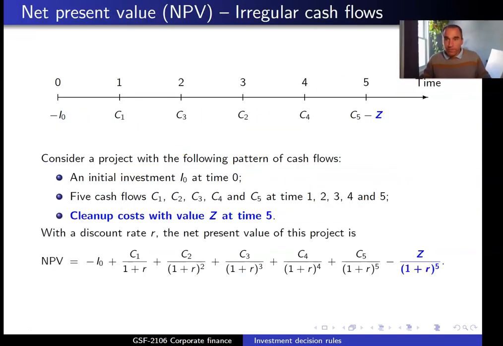Here's an example. How is it different from what we just did? We have an initial investment I0 at time 0, 5 cash flows C1, C2, C3, C4, C5 at times 1, 2, 3, 4, 5. And there's a cleanup cost represented by Z, whose value is calculated as of time 5. So the net present value is, we have an investment first and a cost at the very end, and positive cash flows in the middle.